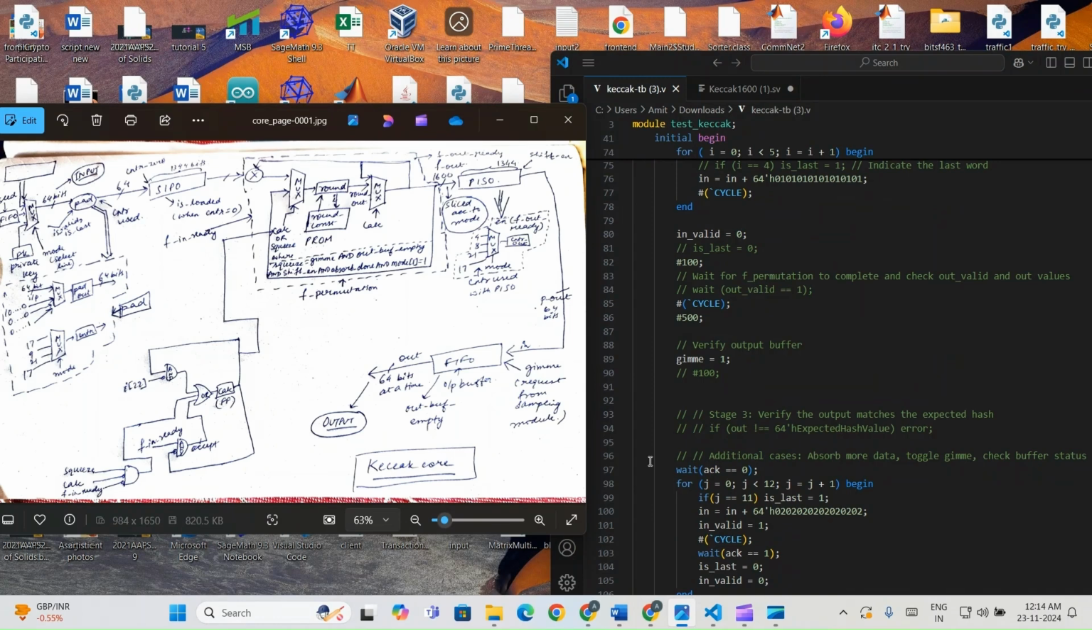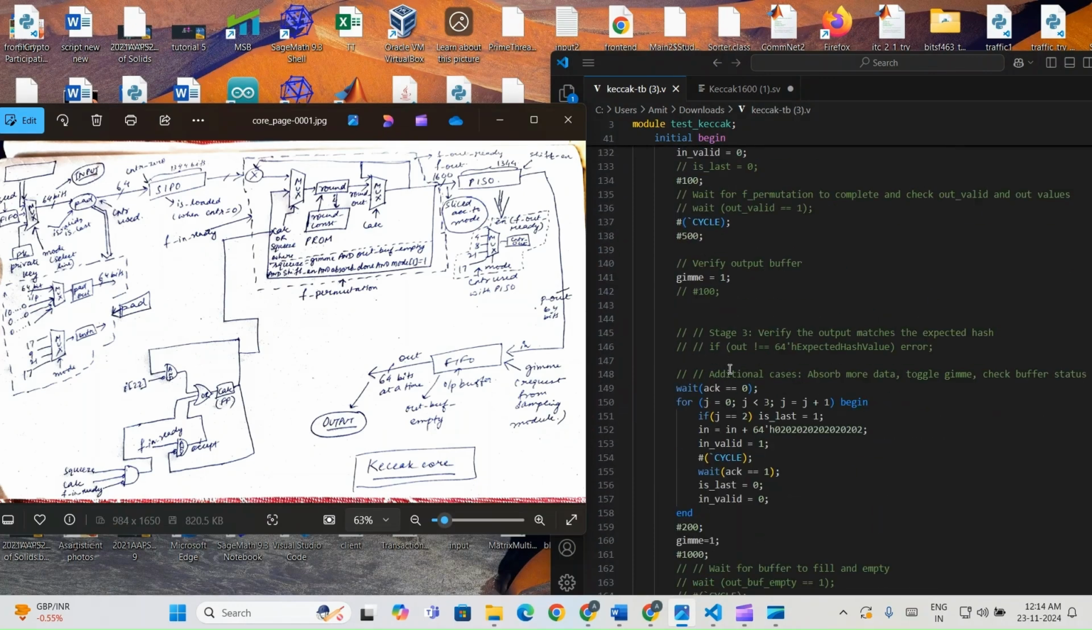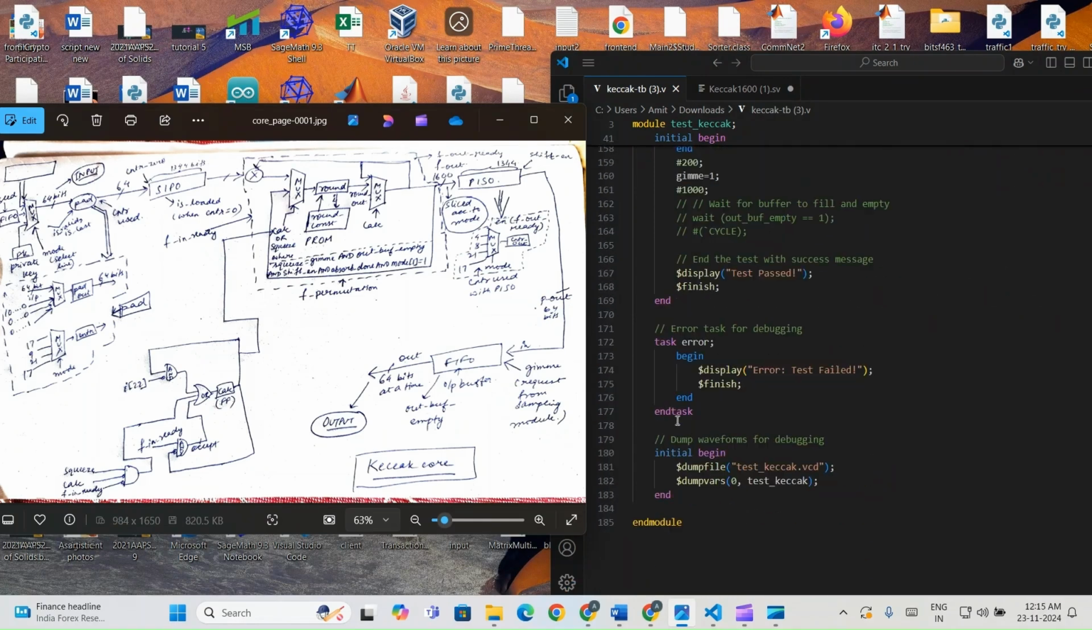And then we also see that we have many additional cases, like we can see here after line 97, all the way up to around line 150 and beyond, where we absorb more data, toggle gimme, check buffer status, and also give more input in different modes. This is to have robust and comprehensive testing of the test bench developed for this Keccak core and its implementation.